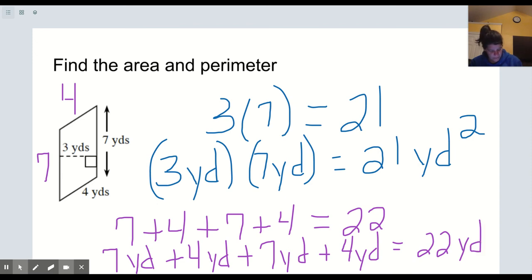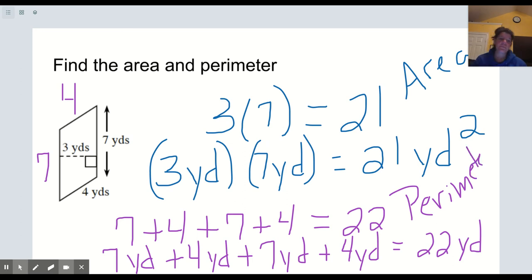So in blue, we have the area. And in purple, we have the perimeter. I'm going to run out of space. Okay. So again, we multiply base times height for the area of a parallelogram. And to get the perimeter, we just add up all the sides. Perimeter is the distance we would go if we were traveling outside the shape, and area is the space if we were painting it.